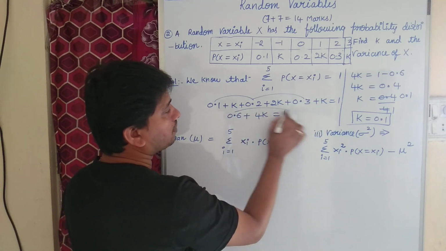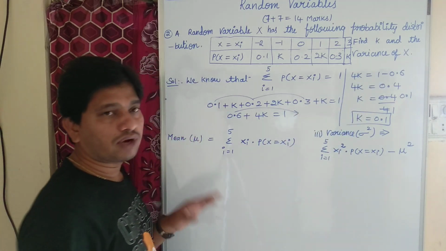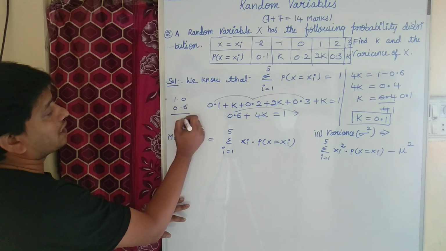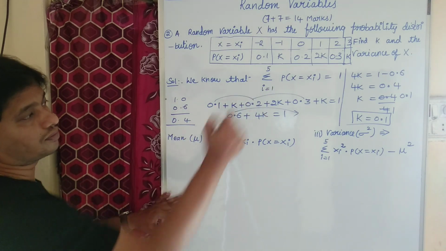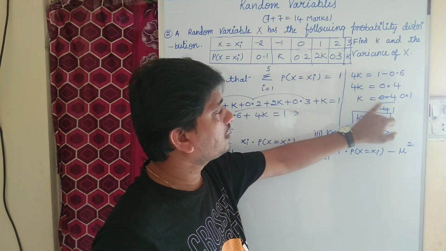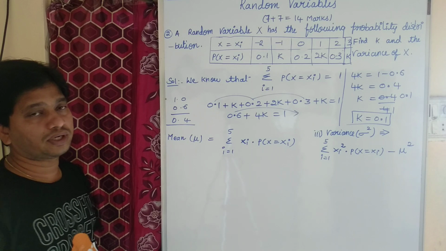Now I transpose 0.6 towards right hand side. It becomes 1 minus 0.6. If you subtract 0.6 from 1, 10 minus 6 is 4, you will get 0.4 divided by k. I mean here 4 is multiplying, so divided by 4, 4 1 ja 4 0.1 ja. So the value of k is 0.1.